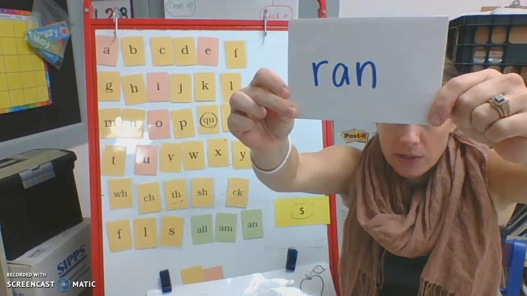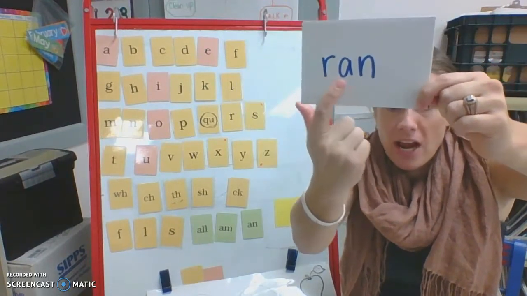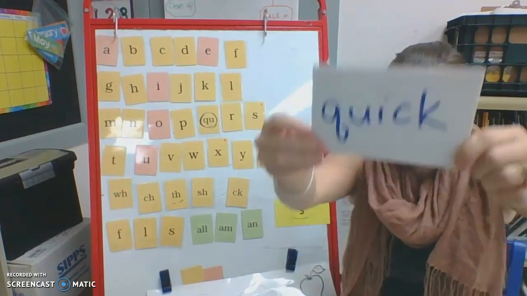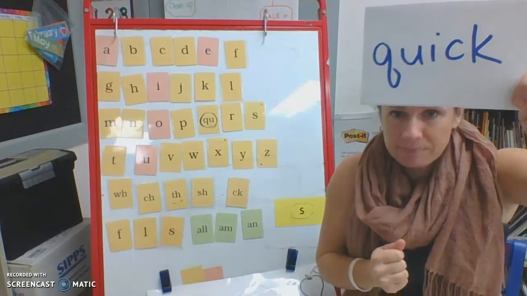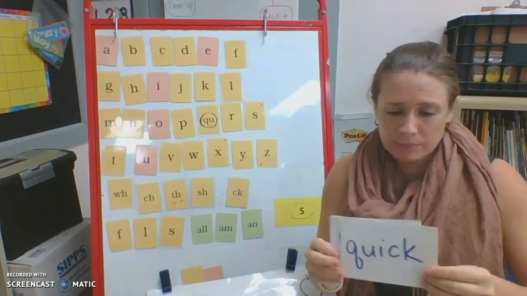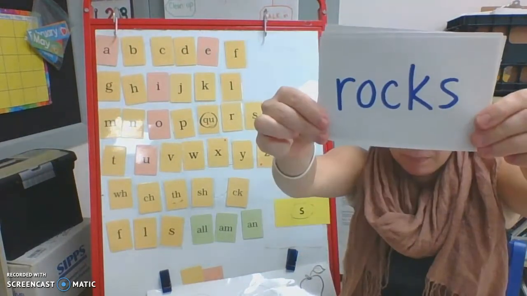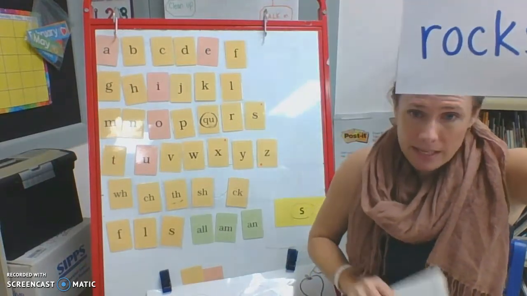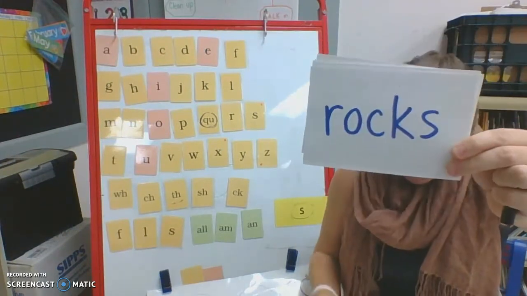And here we go. Suffix or no suffix? No suffix. What does the word say? Ran. Let's tap it. An. Okay, here's the next one. Suffix or no suffix? Quick. How many taps would that be? 3. Quick. Suffix or no suffix? It's got a suffix, yeah. So that means you need to copy it down on your whiteboard and practice marking it.